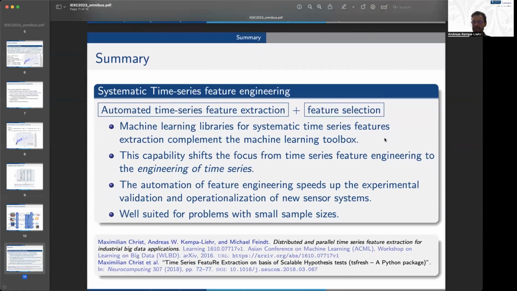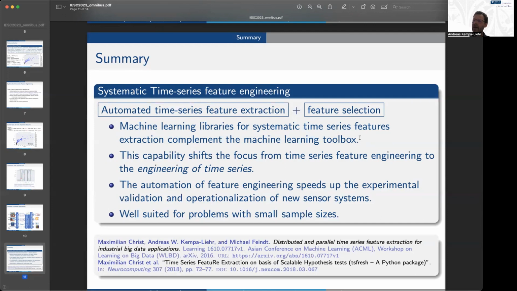Systematic time series feature engineering combines two different disciplines, the automated time series feature extraction and feature selection, right? Both together give you systematic time series feature engineering. Now, the machine learning libraries for systematic time series feature engineering complement the machine learning toolbox, right? There are the TS-Fresh package and HCTSA, and these are two examples. You don't have to worry about manually engineering features from time series anymore. You just use these libraries.